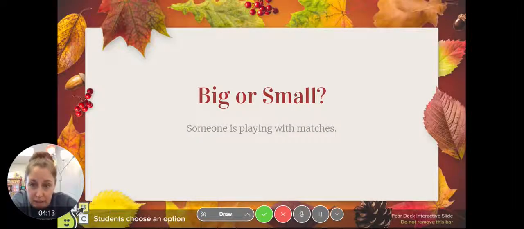Someone is playing with matches. Big problem or small problem? Big. Absolutely right. Fire is dangerous. We wouldn't want anyone to get hurt. So if it's dangerous or someone could get hurt, that's a big problem. An adult needs to be told.